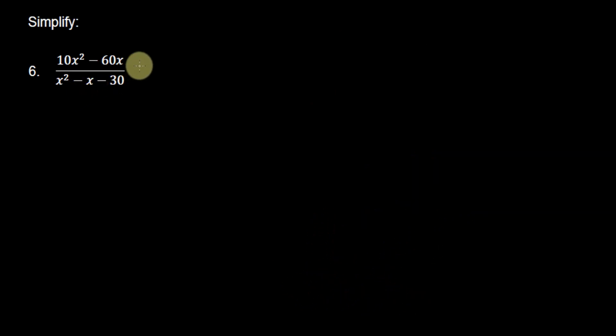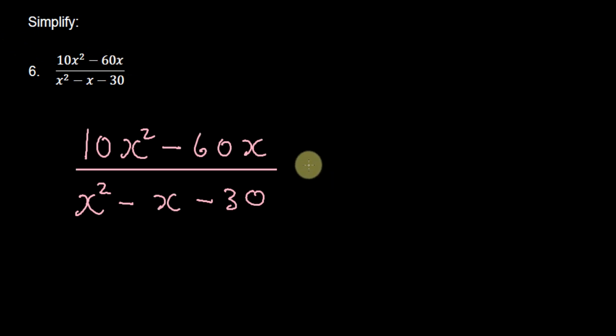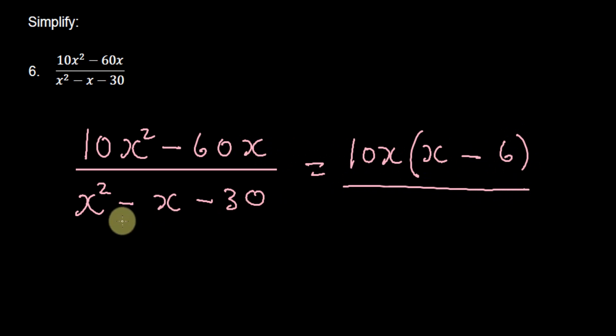Let's first check for common factors in the numerator and in the denominator. In the numerator, we have a common factor of 10x. So 10x into 10x squared, x times, and 10x into 60x, 6 times. Then in the denominator, we have a trinomial, so we can factorize it as such. So very important for you to revise the tutorial on trinomial factorization.